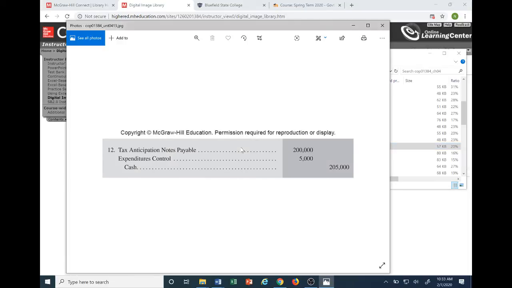Repayment of tax anticipation note. If you recall, we borrowed $200,000. We debited cash and credited the tax anticipation note. Remember, we were a little short on cash and had some payrolls we had to pay. Well, now we're paying that note back.